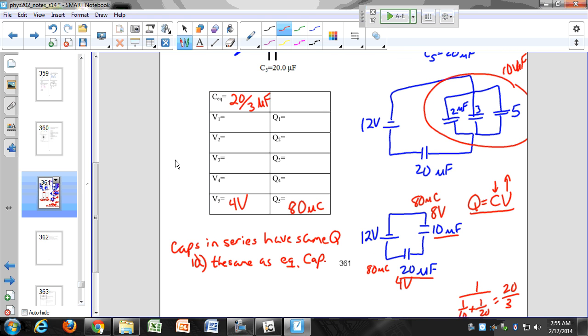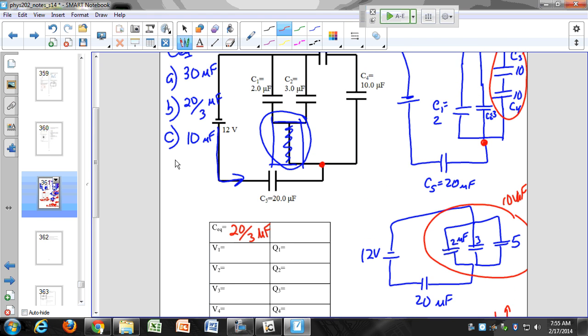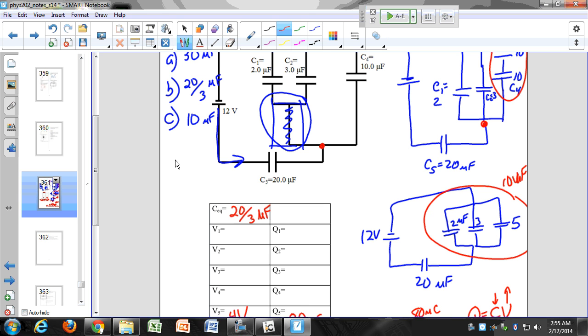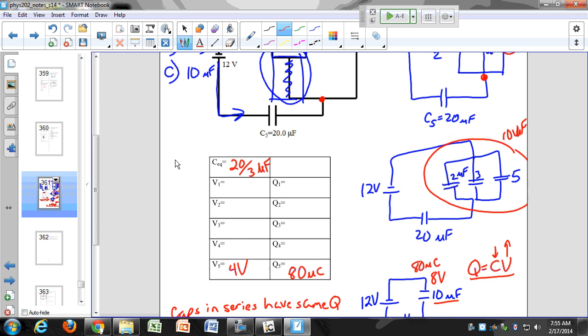You should be able to fill in some other numbers just from this data that we have, because things start to fall into place here. What is V1? 8 volts, right. Because I have 8 volts across this capacitor, that means I have 8 volts on each of these capacitors. Because they're in parallel, and caps in parallel have the same voltage. So I have 8 volts. What is V2? 8 volts. What's V3? 4. Very good.